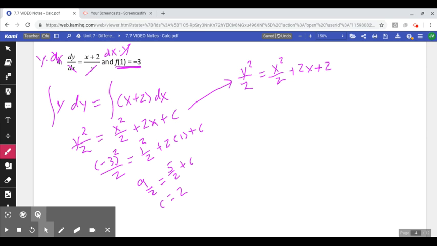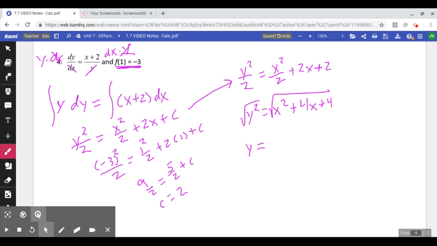Now our task is to solve for y. So we'll multiply each side of this equation by 2, wind up with y squared is equal to x squared plus 4x plus 4, and then we're going to take the square root. At this point, we have a choice to make. Should we make that a positive square root or a negative square root?